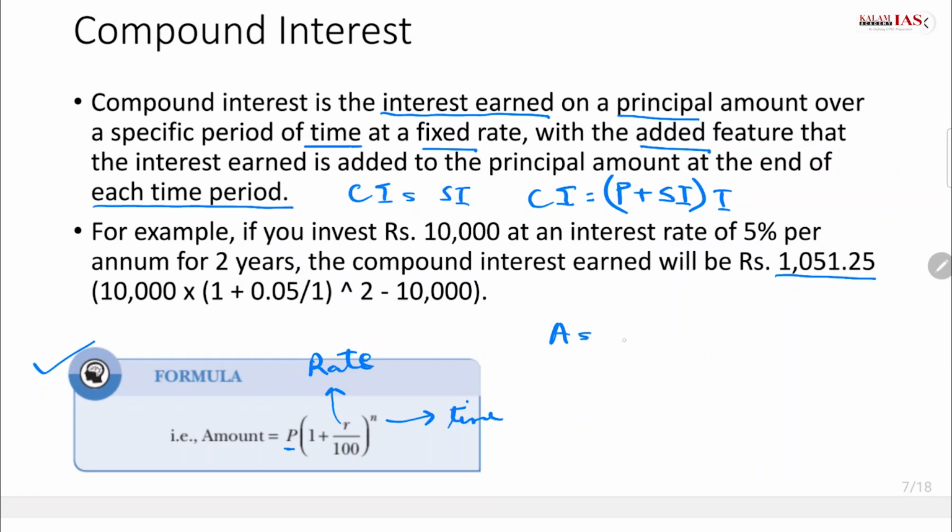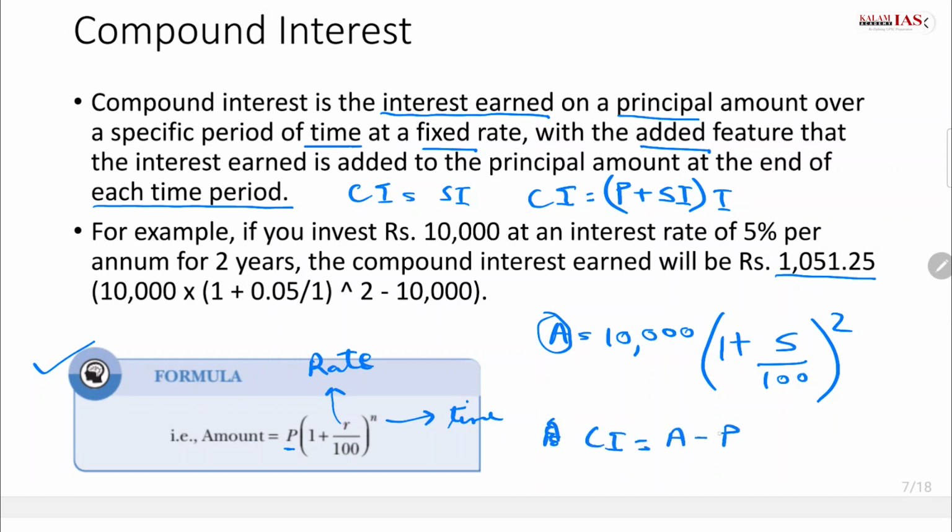So amount is equal to P, where P is 10,000 as seen in the previous question also, the rate is 5 divided by 100, and N is 2. This is the entire amount, and if you want to find only the interest, that is the compound interest value, it will be equal to A minus the principal amount.